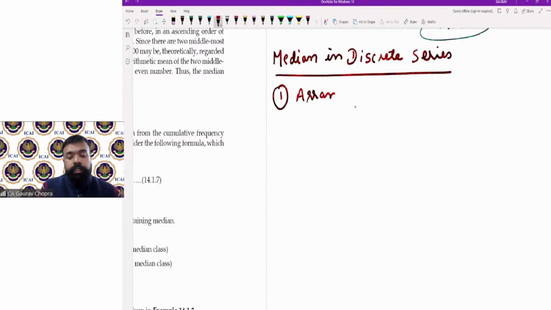Arrange the series in ascending order. Ascending is better. Then the second step will be to find CF. CF का मतलब है cumulative frequency.